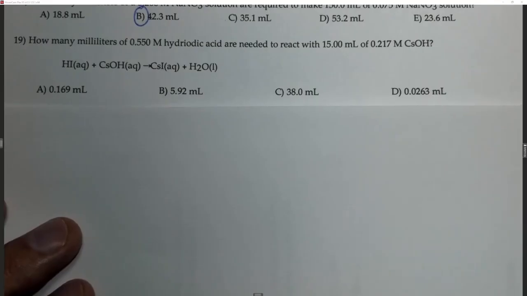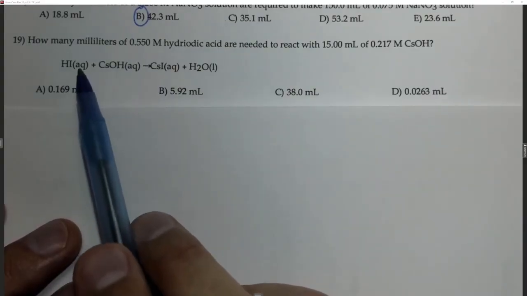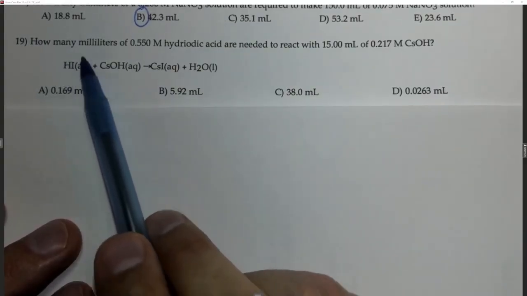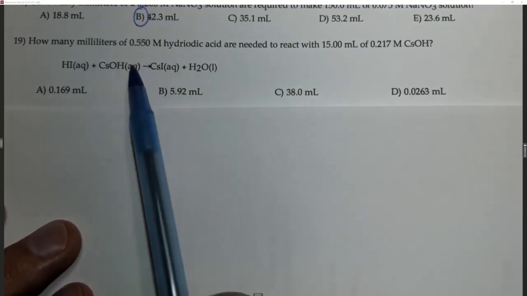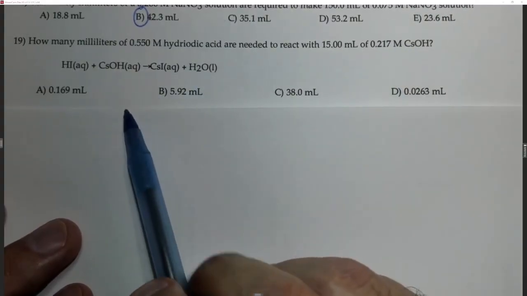Okay, so essentially we're going to do a titration reaction here, and we want to know the amount, the volume of this that's required to react exactly with 15 milliliters of 0.217 molar this. So we basically need to figure out how much of this we need to react with this. Well, how are we going to do that?